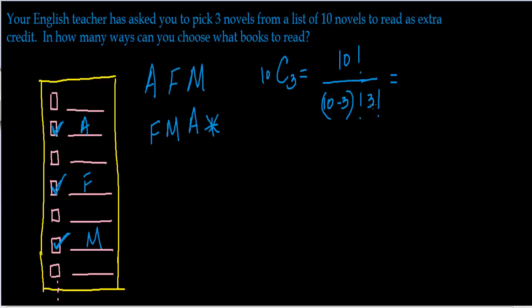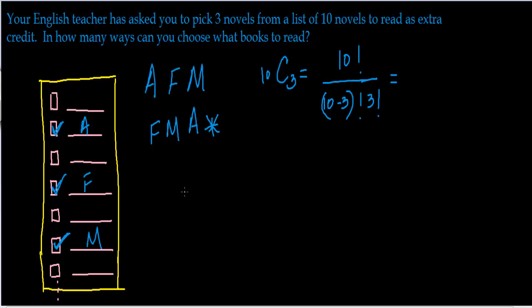Okay? Now, let's say, how do I make this into a permutation? Not that you have to make it into a permutation. It's just so that you can see the difference. Let's say that the teacher says, okay, whichever novel you choose first, that's the novel you're going to read first. And whichever novel you choose second, you're going to read that novel for your second project. And whatever novel you choose third, that's the novel you have to read last, in that order. Okay?